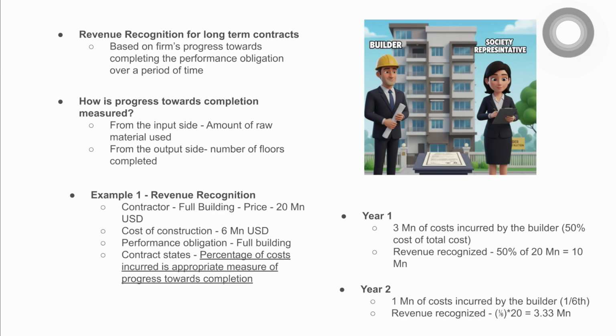Let's see what happens in year two. In year two, 1 million costs incurred by the builder. So the total cost again is 6 million. 1 million is incurred in year two. So 1/6 of the total revenue can be recognized in year two. So in year two, the builder would recognize revenue of 1/6 times 20 million, that is 3.3 million.